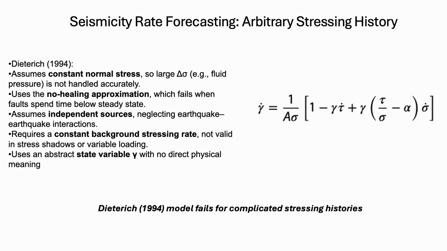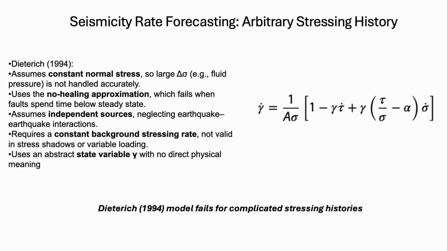It uses something called a no healing approximation, which fails when faults spend time below steady state. So it assumes that all the faults are above steady state and ready to go, which is not the case in reality. Some faults are dormant, some are not. So we have to formulate a better constitutive formulation to understand that fact. And it assumes that all of these sources are independent, and it neglects any kind of interactions between them. It requires a constant background stressing rate, which is not valid in stress shadows or variable loading. And it uses an abstract formulation called a state variable, which has no direct physical meaning.